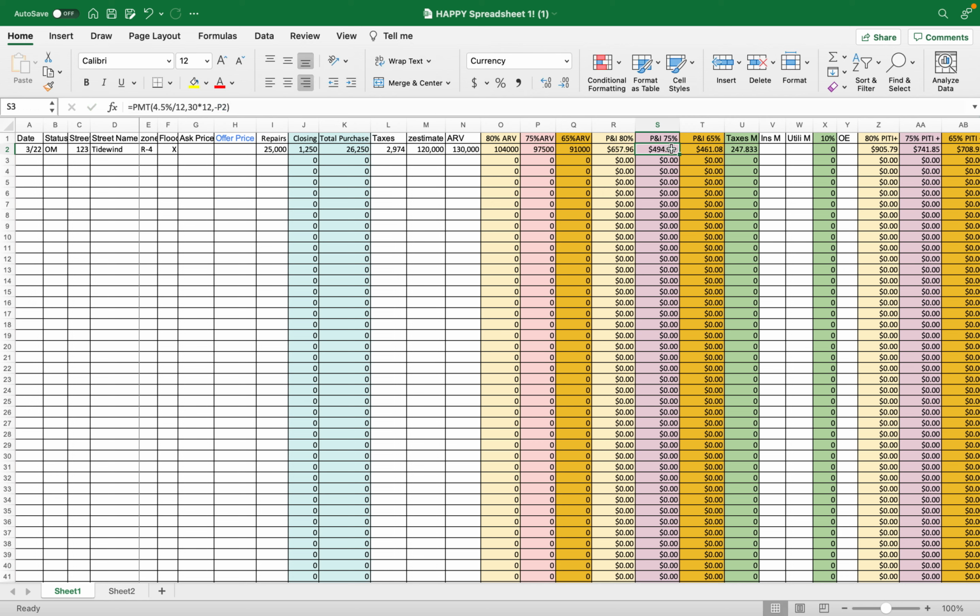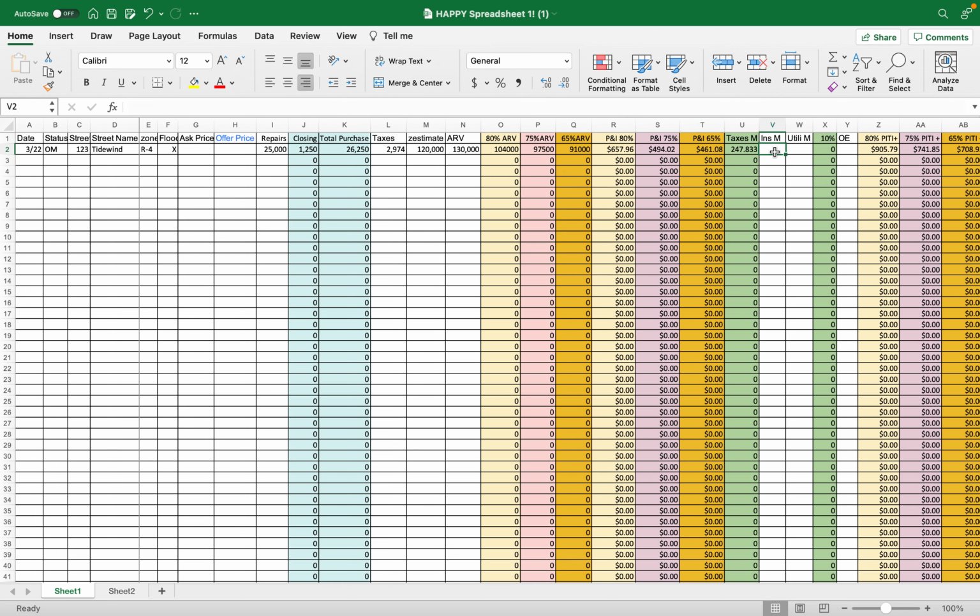So that's your principal and interest payment at 75%, principal and interest payment at 65%. So these are your loan amounts right here. So it's pulling the data from these cells right here. These are my 3 different loan amounts depending on the product that I'm going to use.